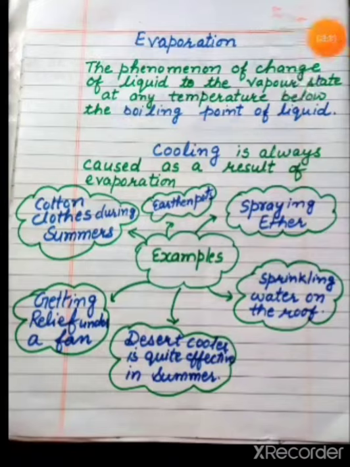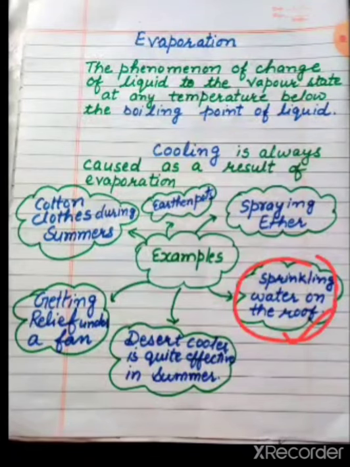Second example is spraying or sprinkling water on roof. During summer or on a hot sunny day, poor people generally sprinkle water on the roof or on the ground. As water evaporates, it takes up heat from the surface. As a result, cooling is caused and they sleep comfortably during the night.